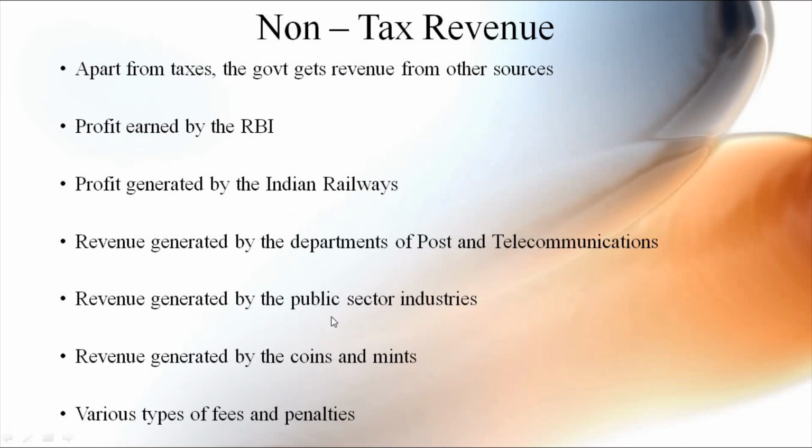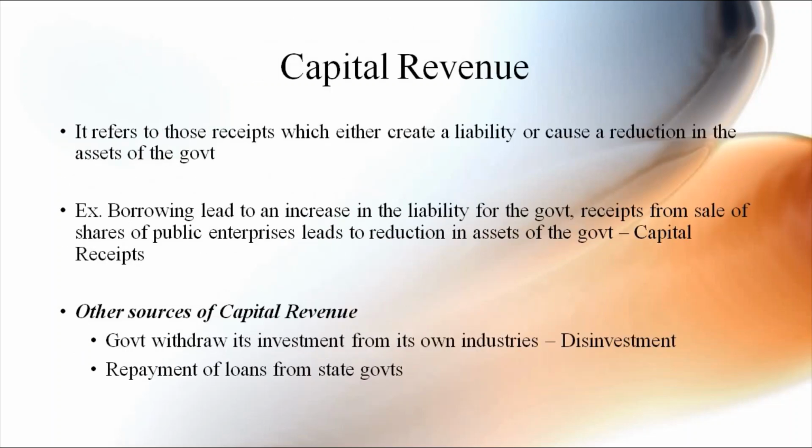And revenue generated by the public sector industries. Many government industries are there, so they earn profit, and that goes to the government. Revenue generated by coins and mints also goes to the government. And various types of fees and penalties. For example, you are not wearing a helmet, you are not wearing a mask, those are penalties. They go to the government. So these are the non-tax revenue, very important.